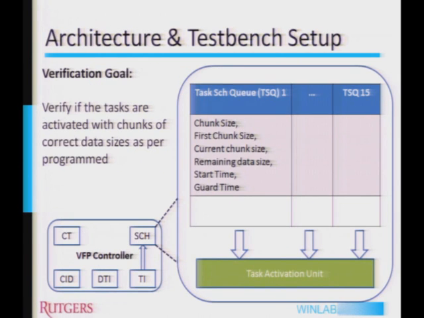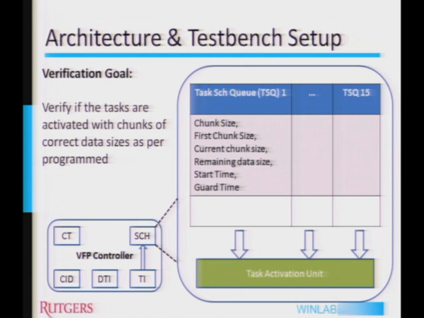Our verification goal for the chunking feature is to see, each time a chunk task is activated, what data size the task is working on. In order to get information on the data size of the task, we take a closer look at the scheduler part of the VFP controller. Whenever a task is inserted into the scheduler, it goes into one of the 15 task scheduler queues. So the VFP controller scheduler block has 15 task scheduler queues to support 15 functional units in a cluster, and each task scheduler queue has properties pertaining to the task which needs to be activated next.